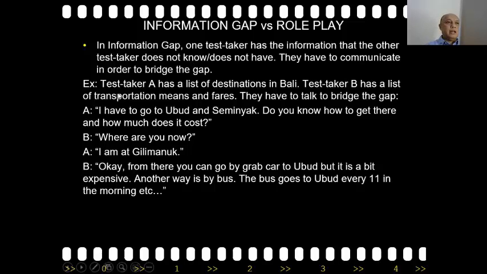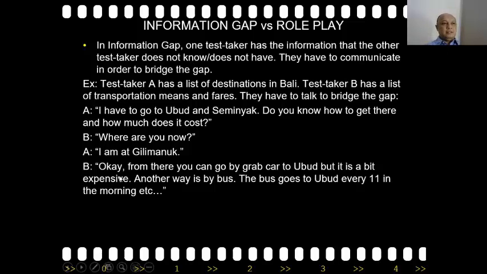So for example, the dialogue would go something like this. A says, I have to go to Ubud for a seminar. Do you know how to get there and how much does it cost? And B says, where are you now? And A answers, I'm at Kilimanu. And B responds, okay, from there you can go by Grab car to Ubud, but it is a bit expensive. Another way is by bus. The bus goes to Ubud every 11 o'clock in the morning, etc. So they have to bridge the gap by talking to each other, by sharing the information.